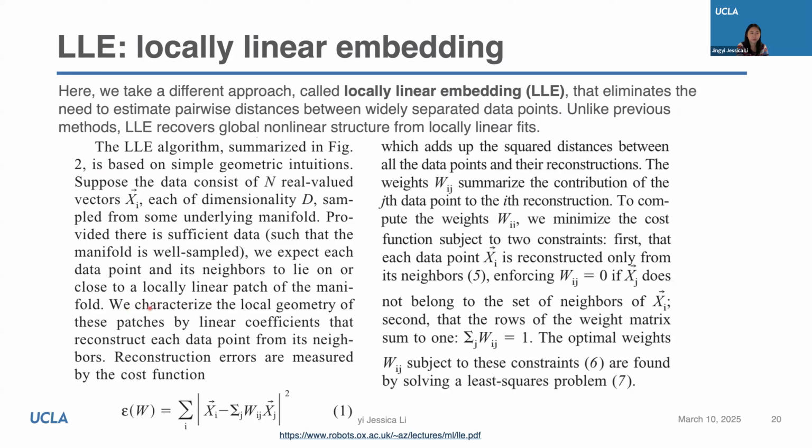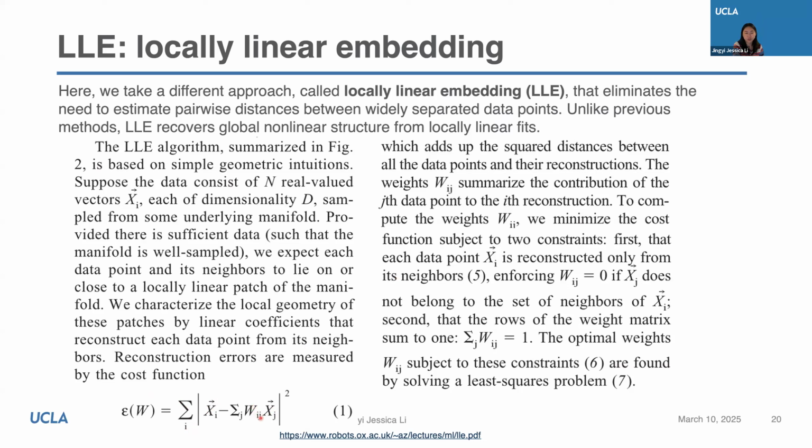We characterize the local geometry of these patches by linear coefficients that reconstruct each data point from its neighbors. Reconstruction errors are measured by the cost function. So essentially, you see data points j are in the neighborhood of data point i. So we are trying to represent or reconstruct data point xi as a linear combination of data points j in the neighborhood. So every data point j receives a weight Wij. Yeah, that's it. And we are trying to minimize this for all data points i, not just xi only, but other i's.